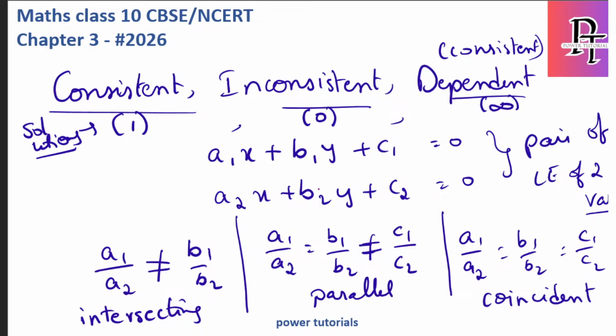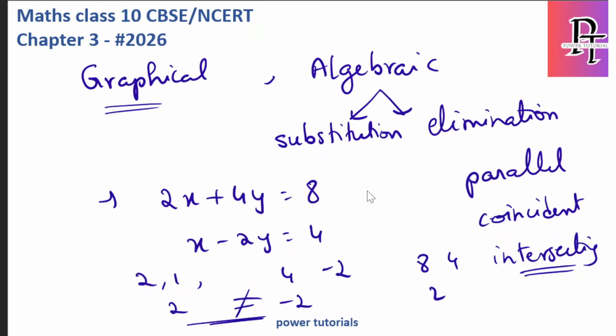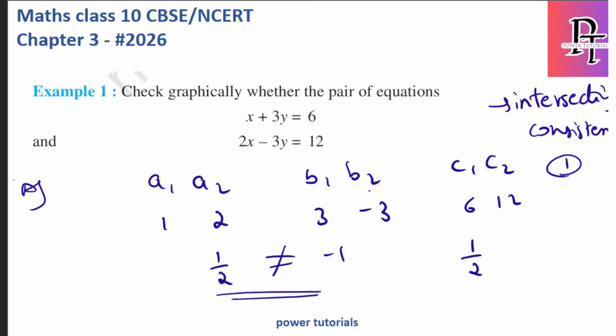Then we also covered conditions to understand whether it is consistent, inconsistent, dependent, that is using the ratios a1, a2 coefficients of x, b1, b2 coefficients of y, and c1, c2 are the constants. We covered a few examples, and I have explained that not only graphically, we also have two algebraic methods which are substitution and elimination. While explaining exercise 3.2 I solved using substitution, and in exercise 3.3 they have covered using the elimination method.